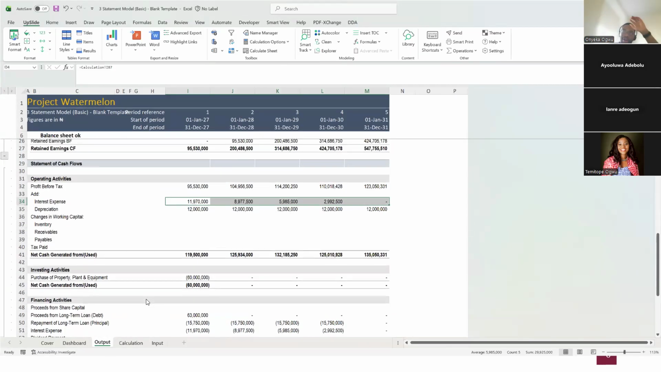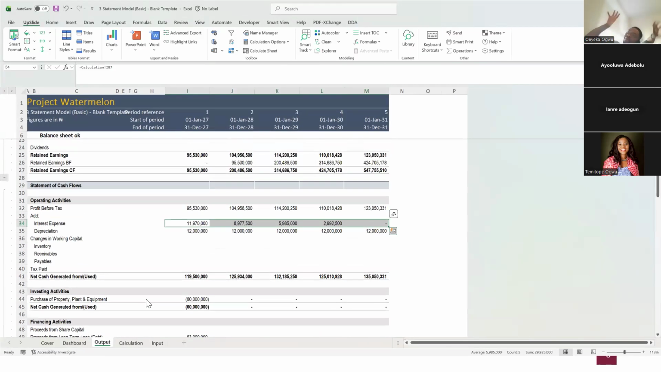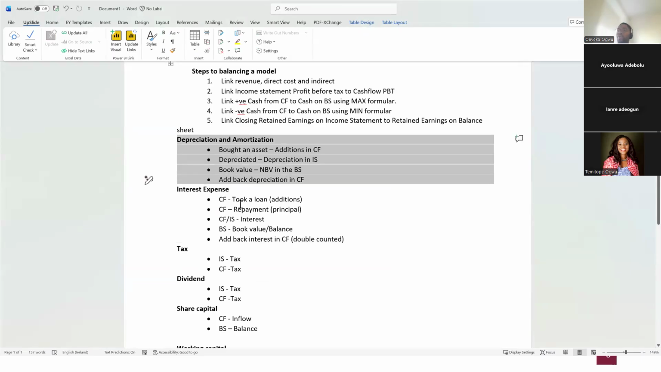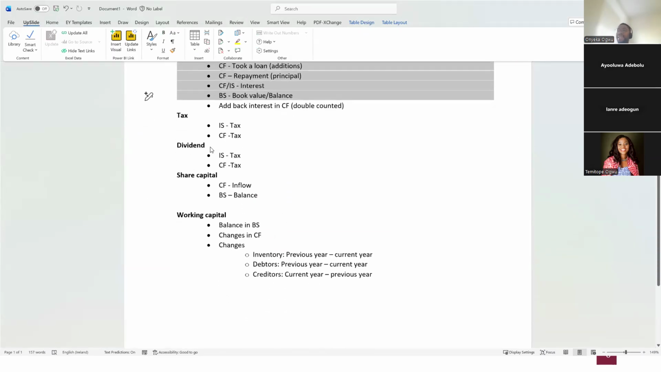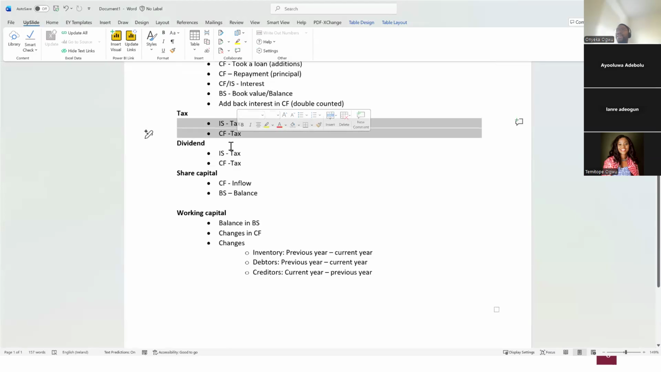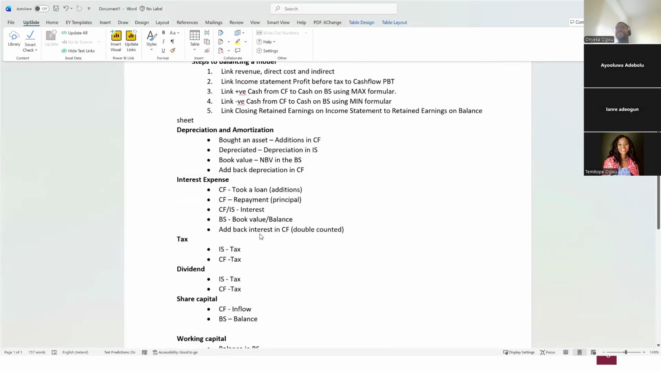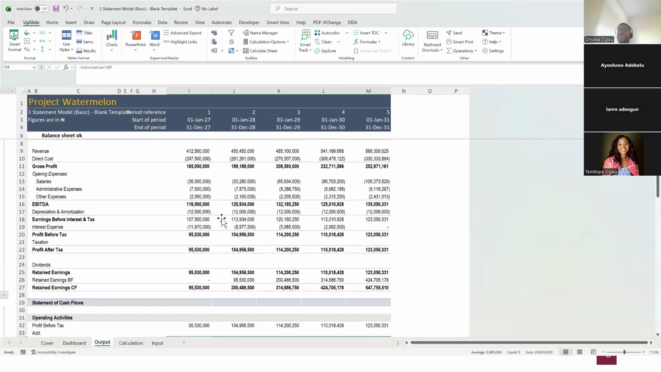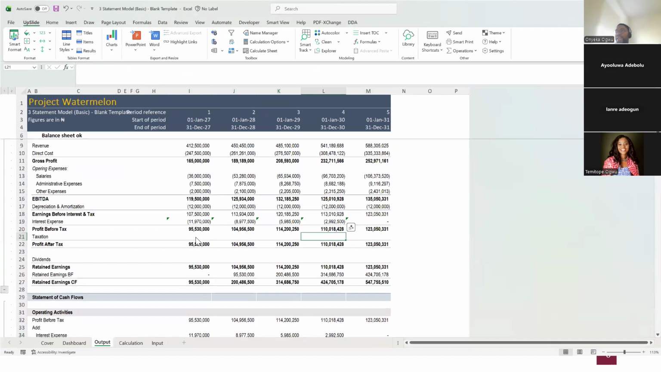So for every step, we make sure we balance. Everything we are doing, make sure we balance. Now we have done depreciation and it's balancing. We've done interest, it's balancing. The next few things to do are tax, dividend, shares, and working capital, and everything will balance. We first start with tax, the taxation for the year.